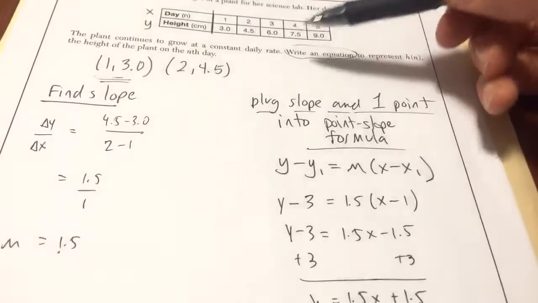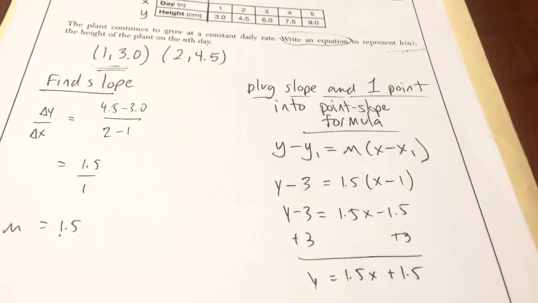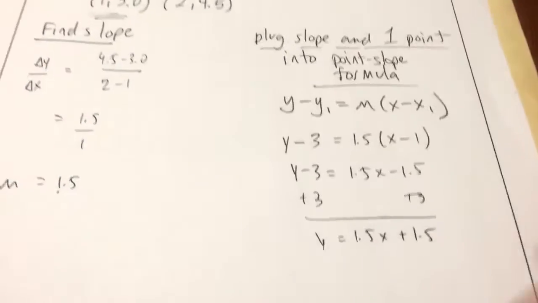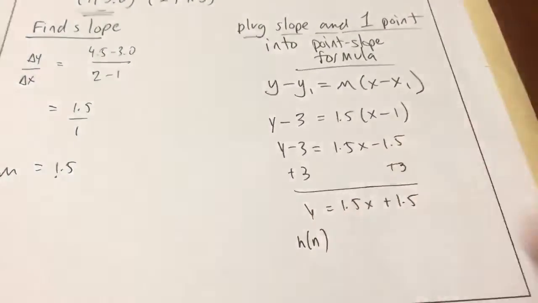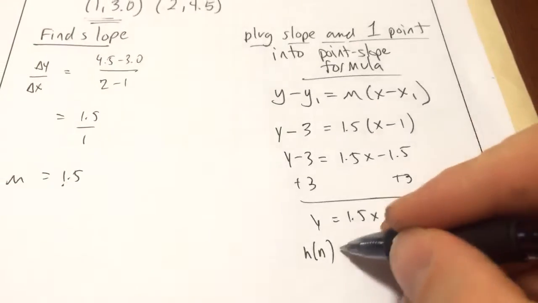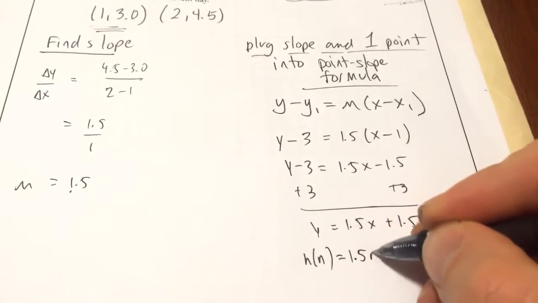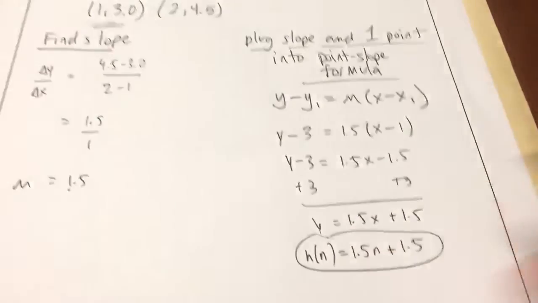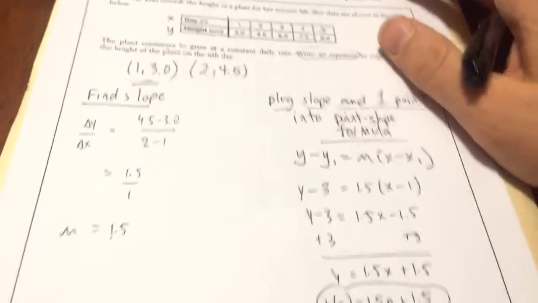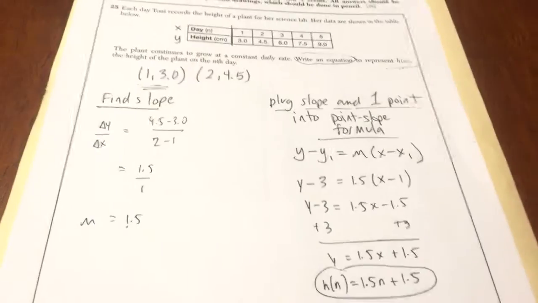Now the only problem with this is it says write an equation to represent h of n. So if you wrote your answer like this, you would get credit, but you wouldn't get full credit. Your answer needs to be h of n equals 1.5n plus 1.5. This would give you full credit. Now there are many ways to do this problem, but this is the way that I chose to do it.